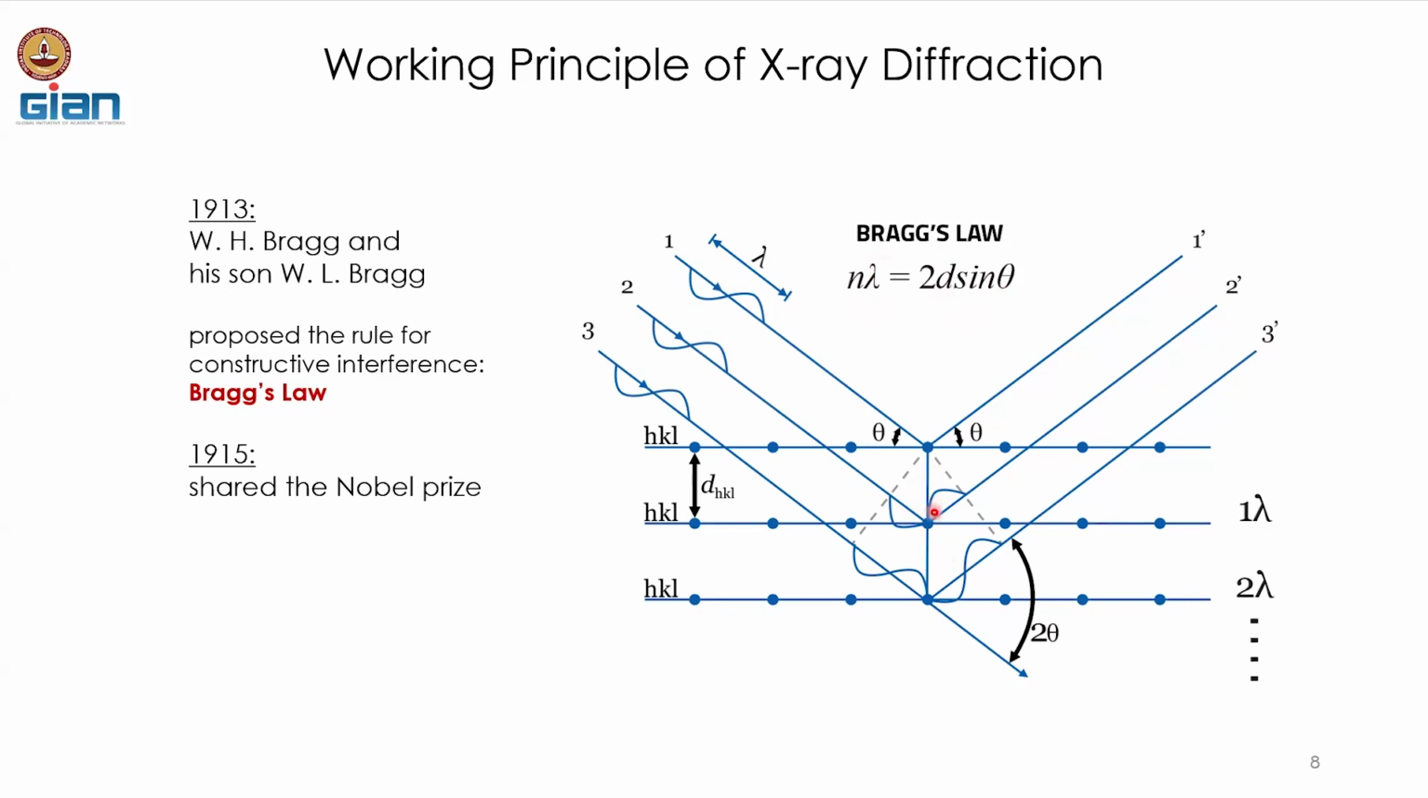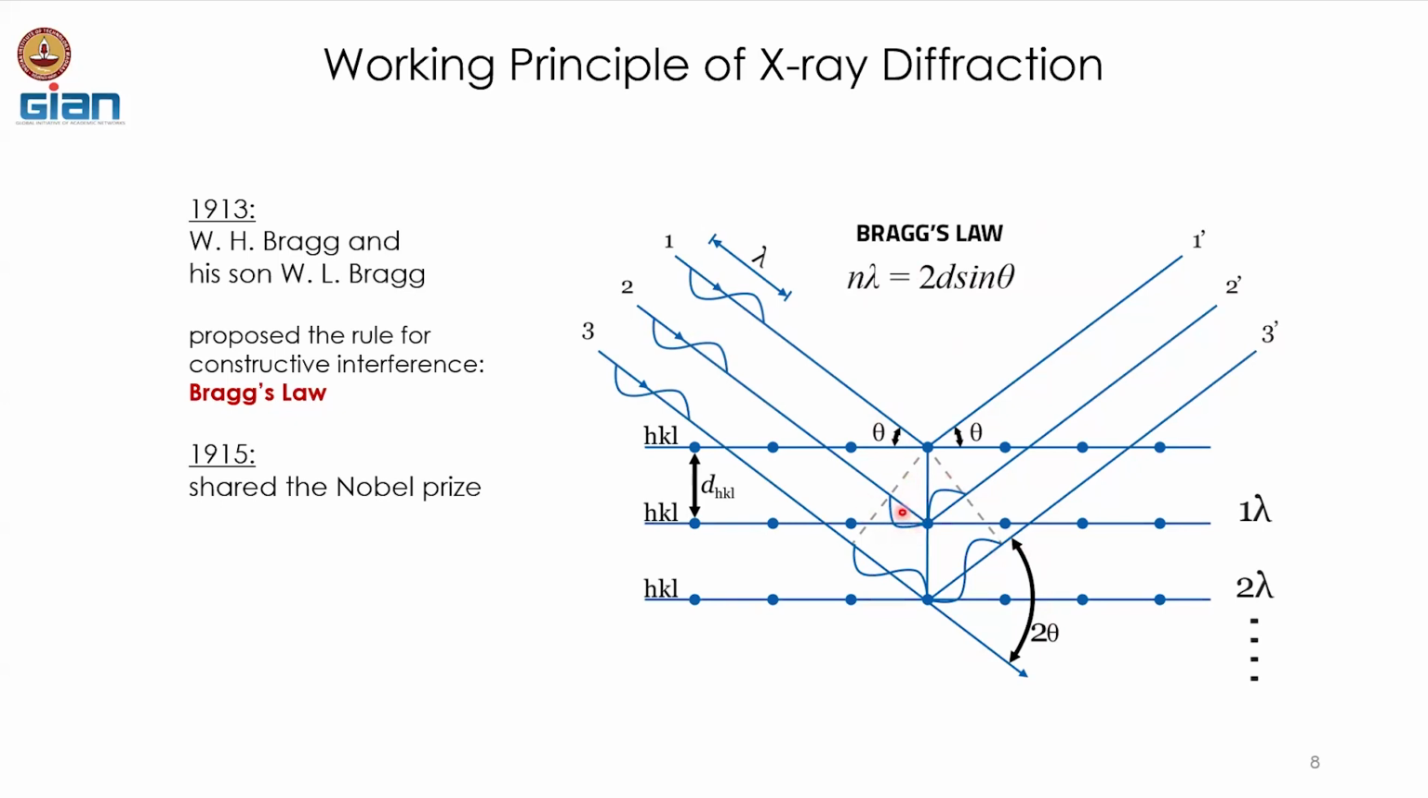Now, that is for the first plane. For the second plane, it does not have to be lambda by 2, it can be 2 lambda by 2, which is nothing but lambda, that is the full wavelength, and we will have another constructive interference, and hence the equation comes, that is n lambda equals 2d sin theta. And this is Bragg's law, which defines at what theta, or to be specific, at what 2 theta we will have this constructive interference.